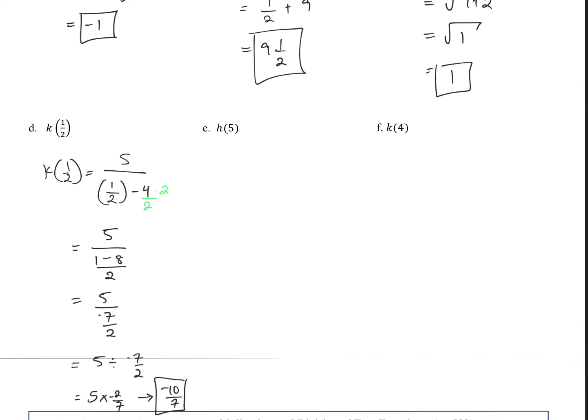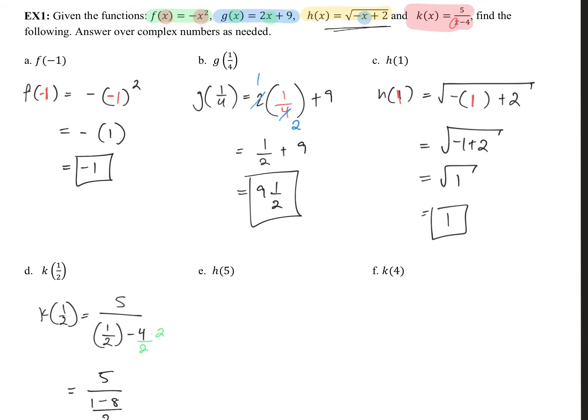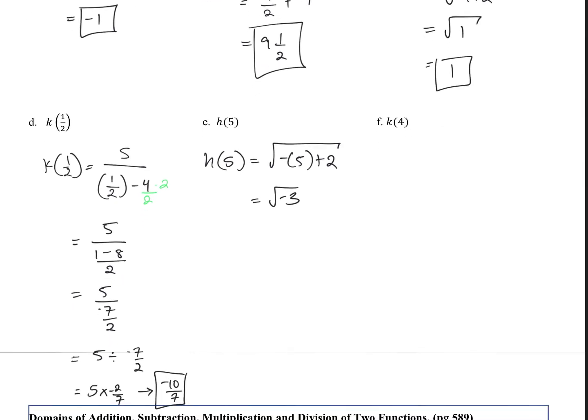Okay, let's move on to h of 5. So once again, we're using this radical one here. So h of 5 is going to be, well, we're just replacing that x there with 5, so that'll be negative 5 plus 2, square root of negative 3. Ooh, can we have a negative under a radical?